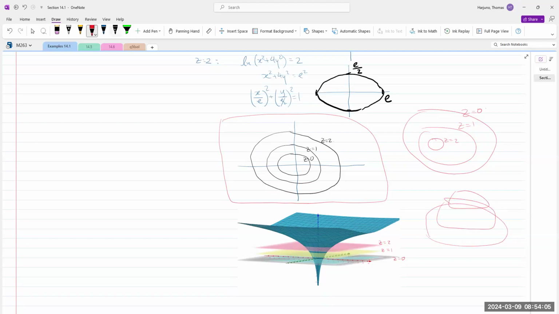And then when you put the graph together, you will see it actually looks like this, right? The higher you go, the smaller it is.